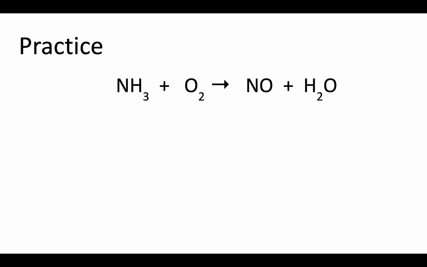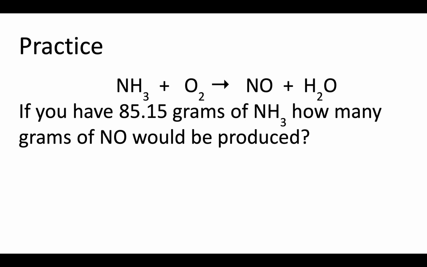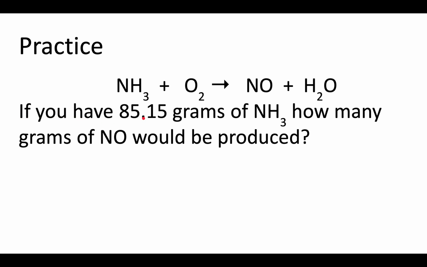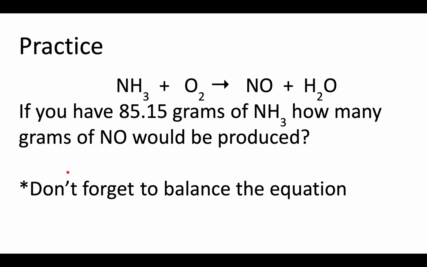All right, so for these next two, I believe I'm giving you the equation because they're a little bit trickier. We're now taking it a step further. So we have ammonia reacting with oxygen to form nitrogen monoxide and water. If you have 85.15 grams of ammonia, how many grams of nitrogen monoxide would be produced? So again, the first thing you all need to do is balance that equation. And so we are going to take this step by step, and I will explain it as it goes on, but go ahead and pause to balance that equation right now.